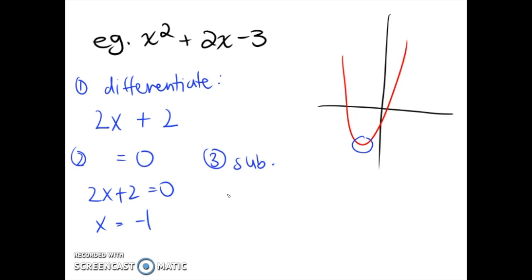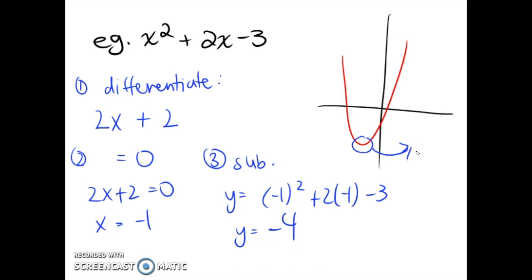Finally, you sub it back into the original equation to find the y value. So y would equal (minus 1) squared plus 2 brackets minus 1 minus 3. And in this case, y equals minus 4. So the coordinates of the minimum point are (minus 1, minus 4).